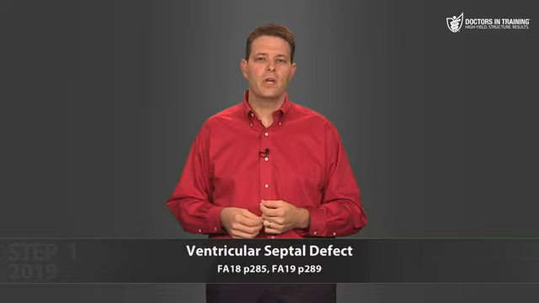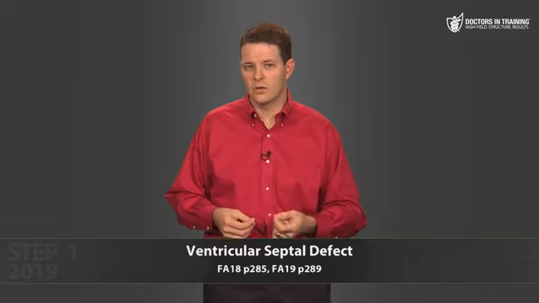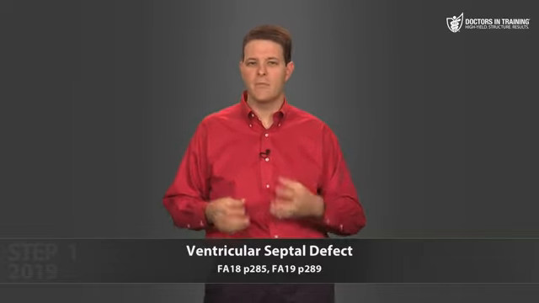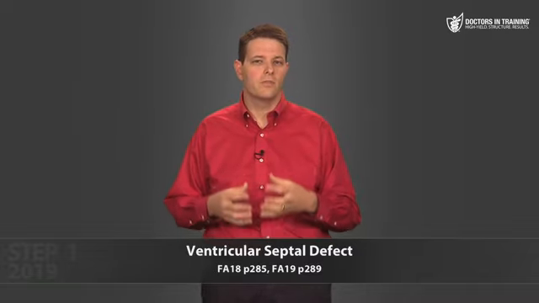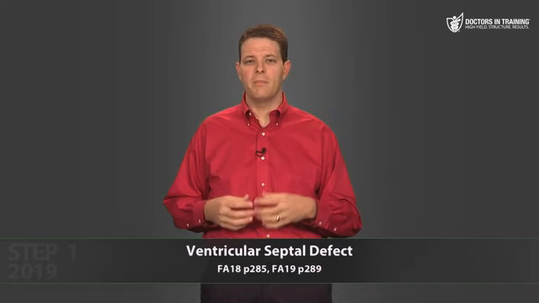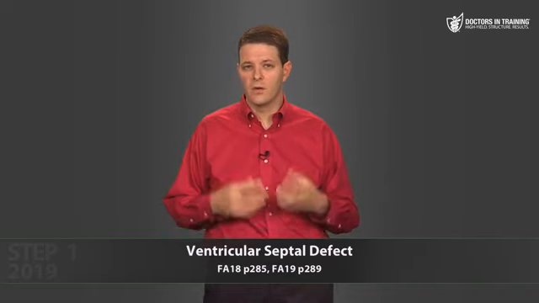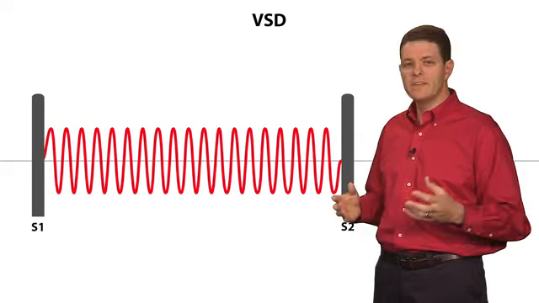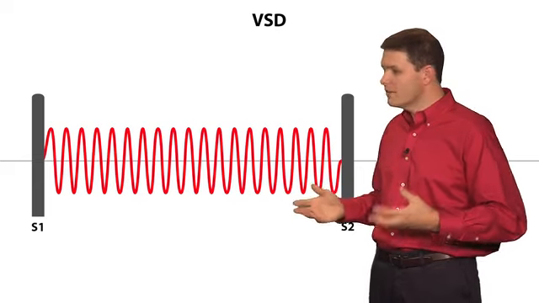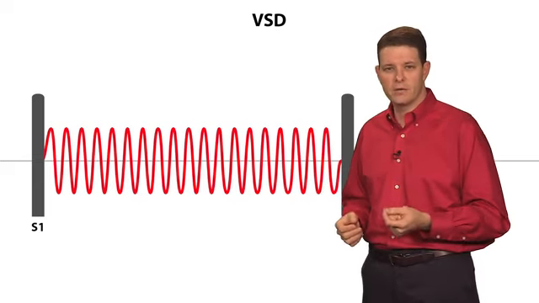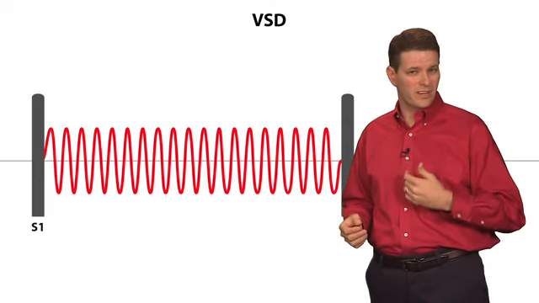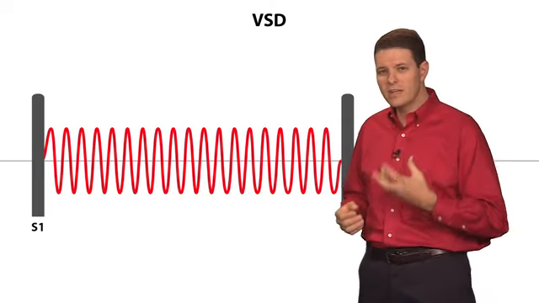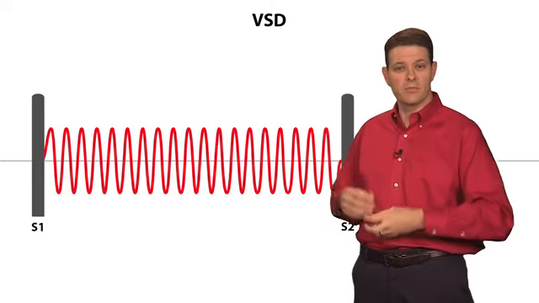Let's talk about the murmur you hear with a ventricular septal defect, or VSD. Now, this is another type of non-valvular heart murmur. A VSD is a hole in the interventricular septum that allows blood to pass from one side to the other. So what does this murmur sound like? Again, this is a holosystolic murmur, similar to mitral regurg or tricuspid regurg. And it's heard best along the left sternal border, kind of in the tricuspid area. So it could be very difficult to tell a VSD from tricuspid regurg.